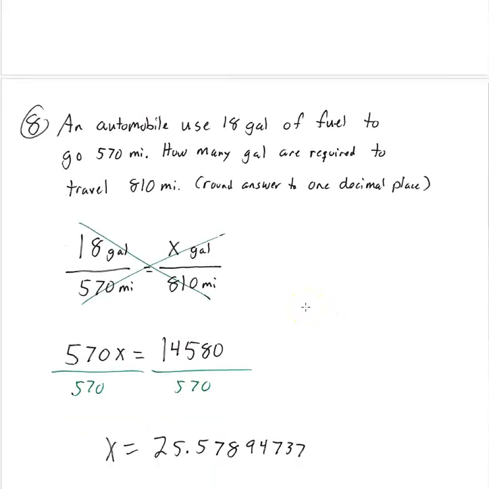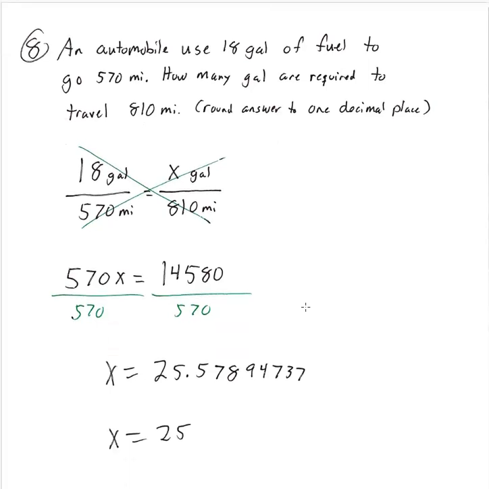Now, we get into little word problems. And once you do 1 or 2 of these, it starts getting a little bit easier. Notice I didn't say easy. I said easier. So, an automobile uses 18 gallons of fuel to go 570 miles. How many gallons are required to travel 810 miles? And it says round to the nearest one decimal.